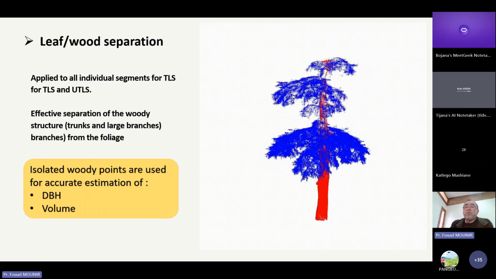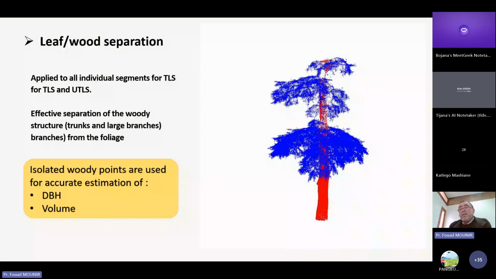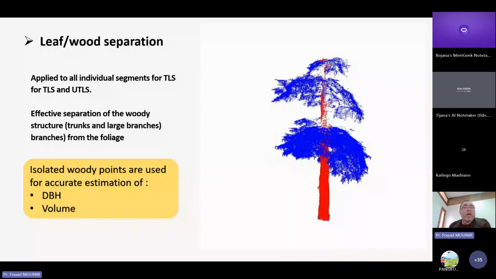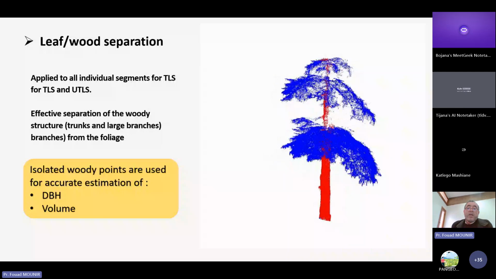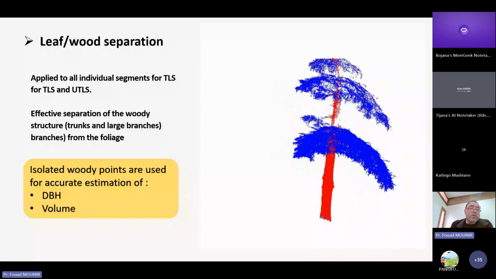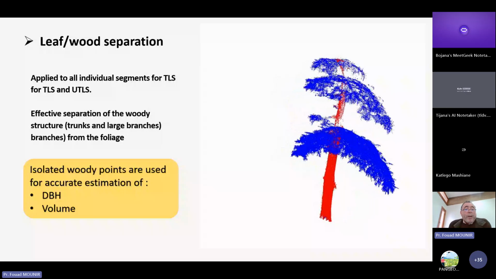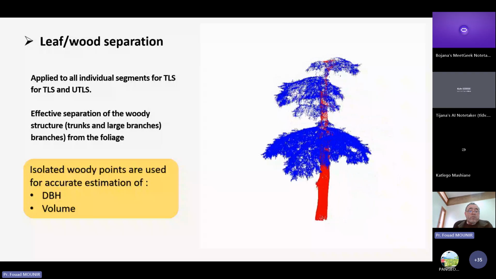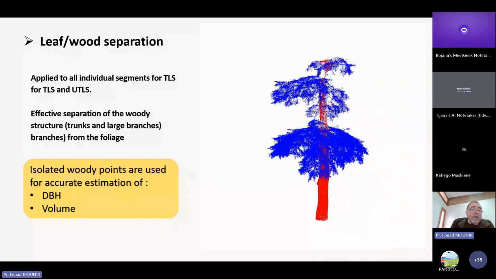We also did the foliage separation in this stand, this cedar stand. The separation between the foliage and the tree, and we saw in this animation that the separation was done very well. We did this to isolate foliage and the wood part to be able to estimate DBH and volume accurately.